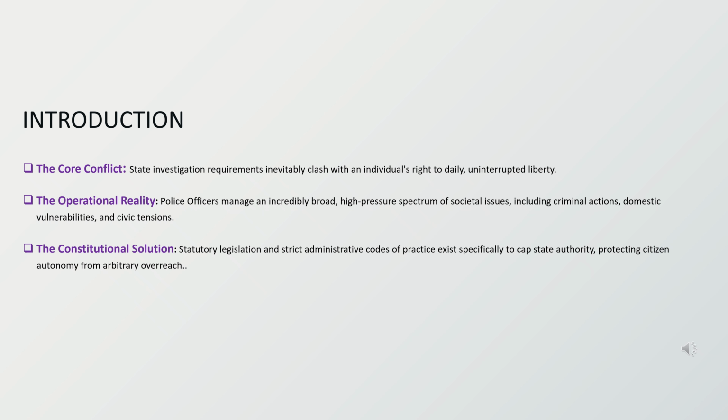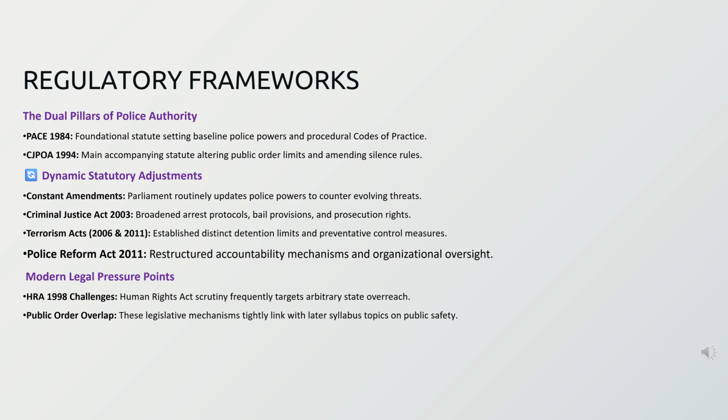Police powers in England and Wales are built upon two major statutory foundations. The first is the Police and Criminal Evidence Act 1984, commonly known as PACE. This is the core framework governing police powers and procedures. It establishes important powers such as stop and search, arrest, detention, questioning, searches, and the taking of fingerprints and samples. PACE is also supported by detailed codes of practice, which regulate how officers must exercise these powers fairly and lawfully.